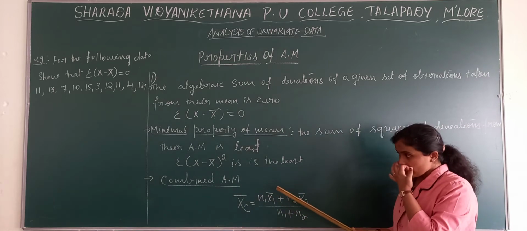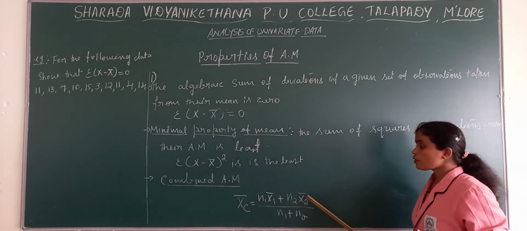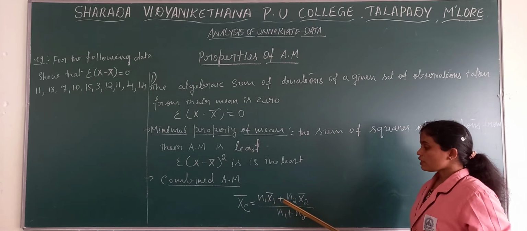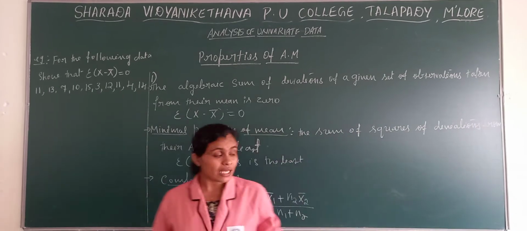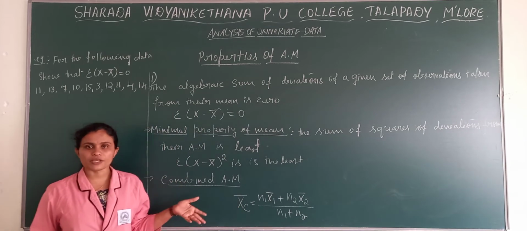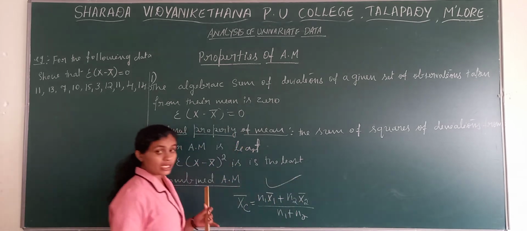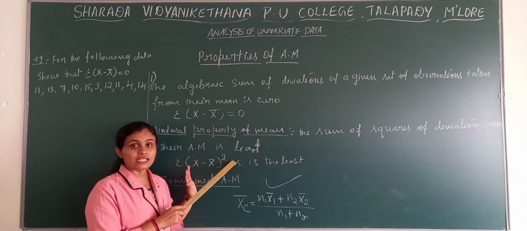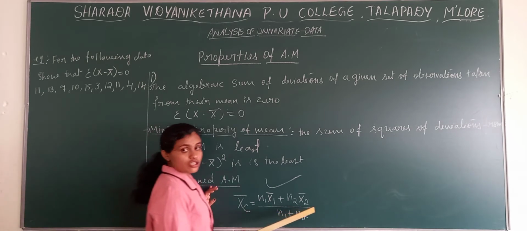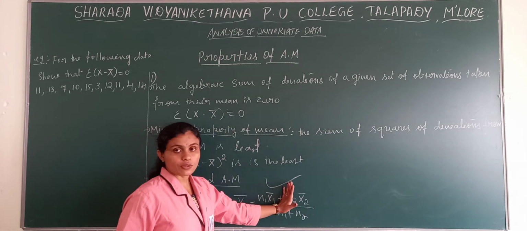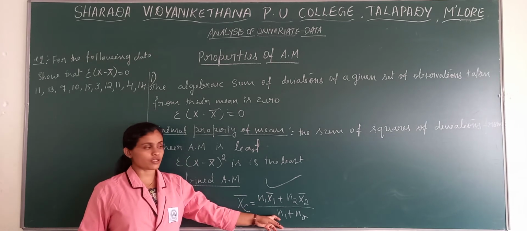Then the third one, combined arithmetic mean. There will be two sets of observations, and we combine the two sets of observations: N1 x bar 1, N2 x bar 2, N1 plus N2. So there is a separate formula for combined arithmetic mean, and problems based on combined arithmetic mean you may get for 5 marks. These problems are very important compared to the first and second properties of arithmetic mean. Here it is a combination of two sets of observations. Two sets of observations will be given, and we need to find the mean of those two sets of observations.